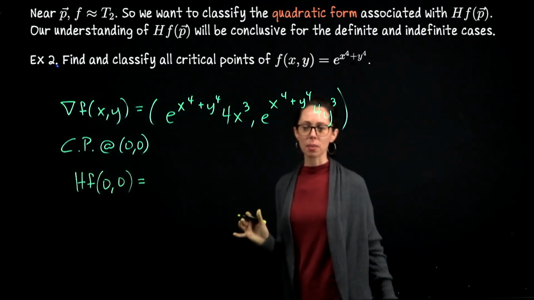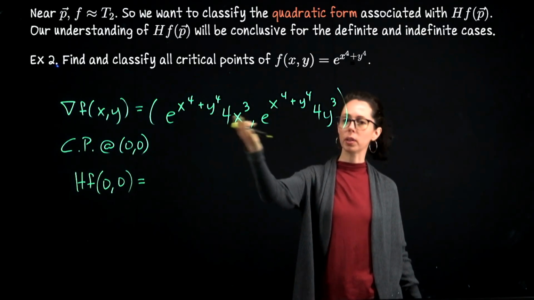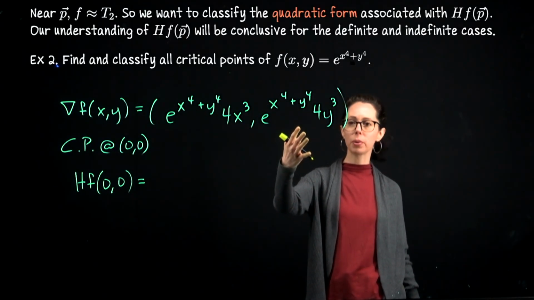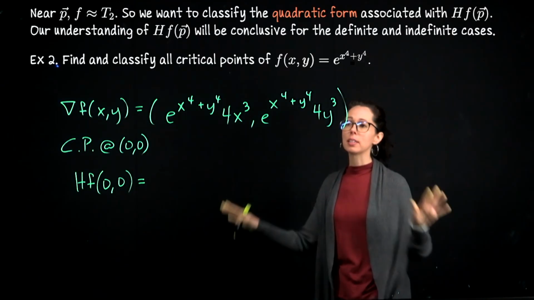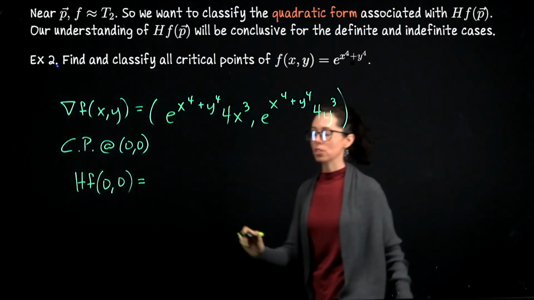The reason you can't anticipate it is because all of these kind of polynomial terms in x and y are going to be present when we compute the Hessian, and we're not going to have any constants or anything like that. So when I put in 0, everything is going to vanish.